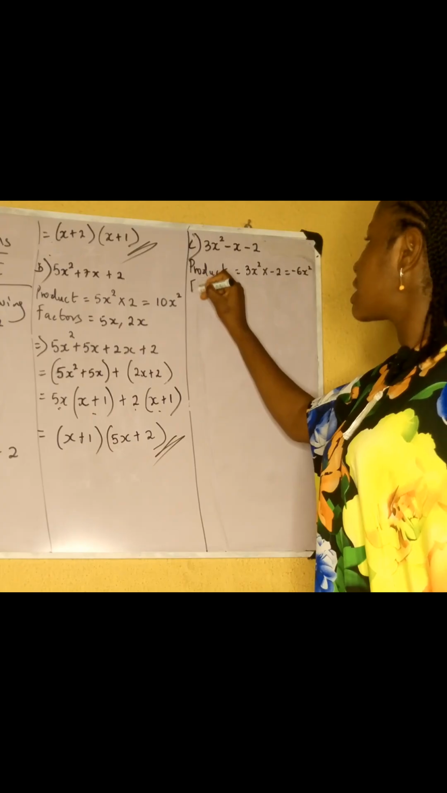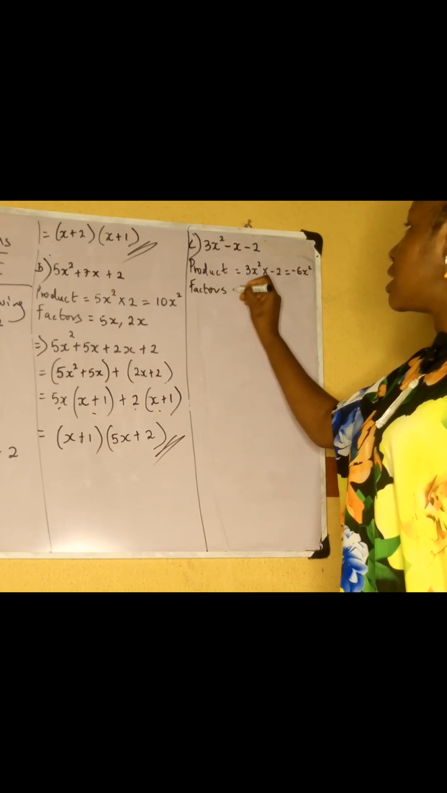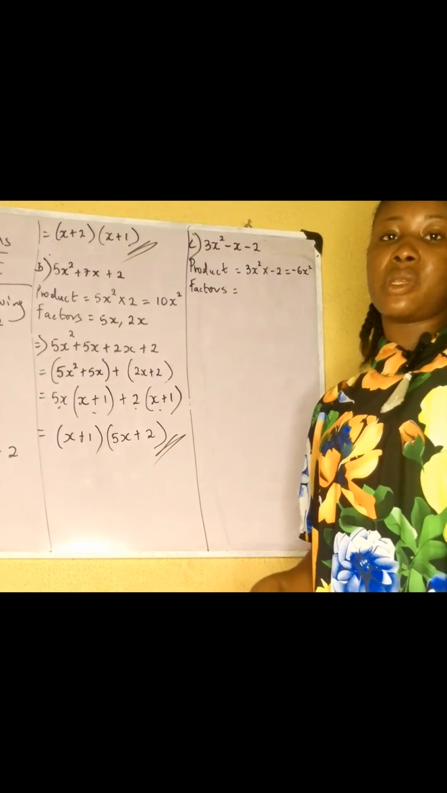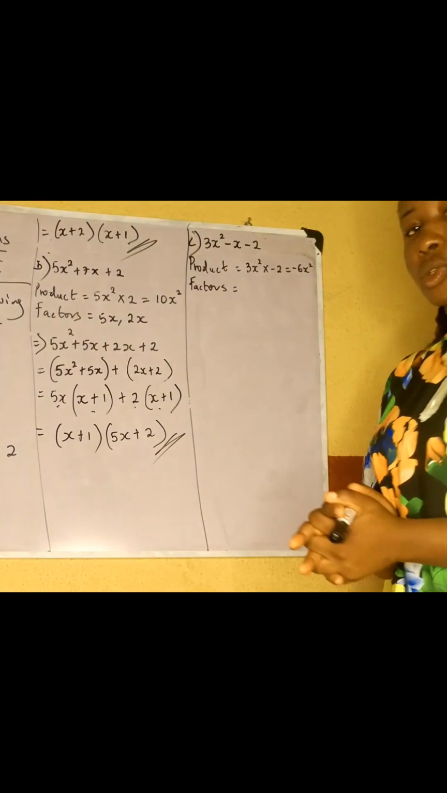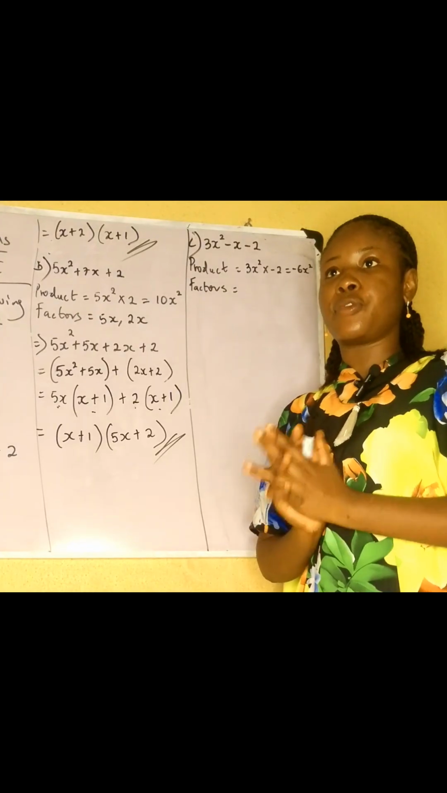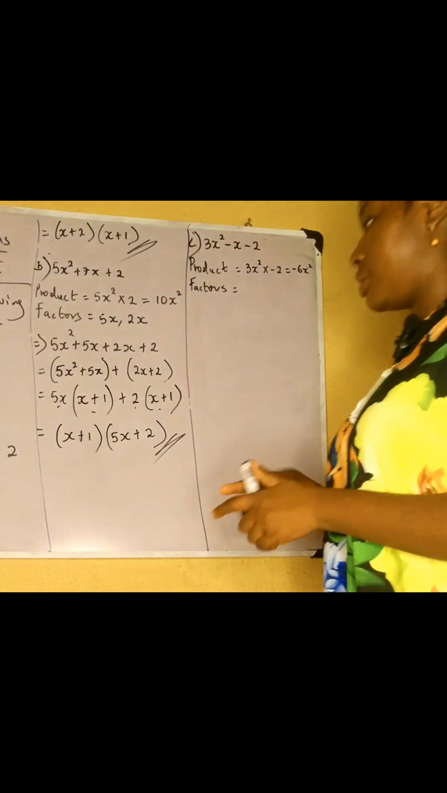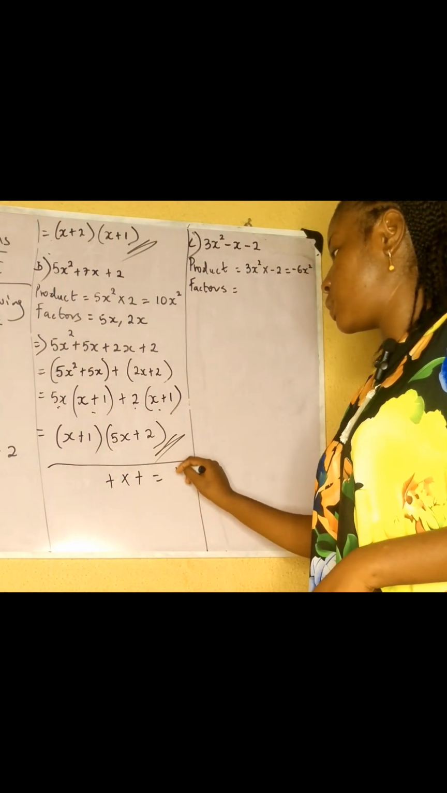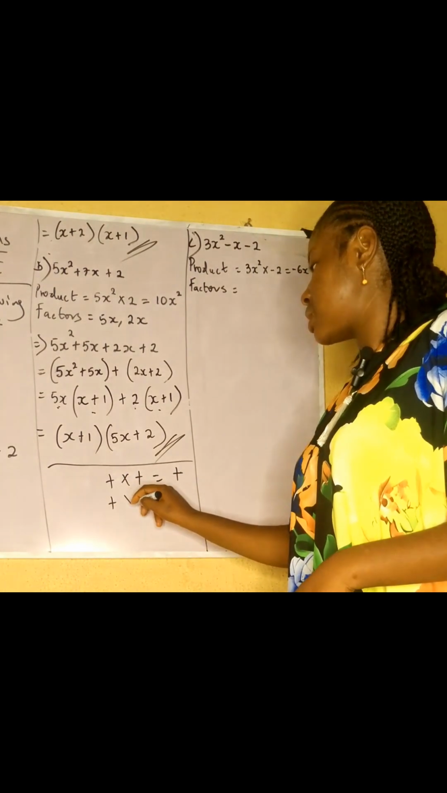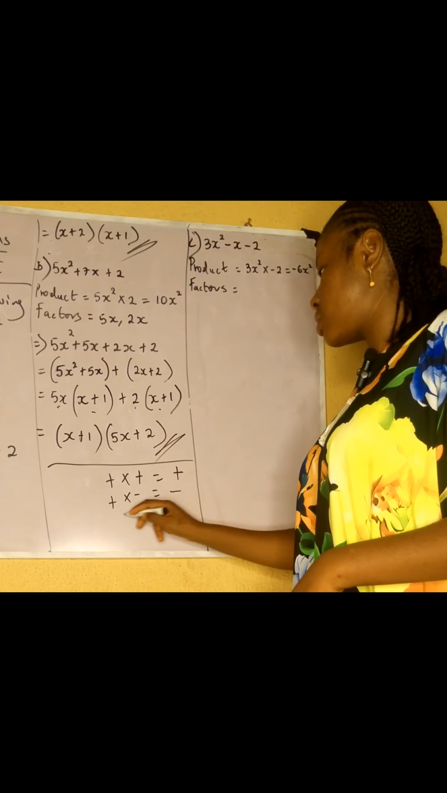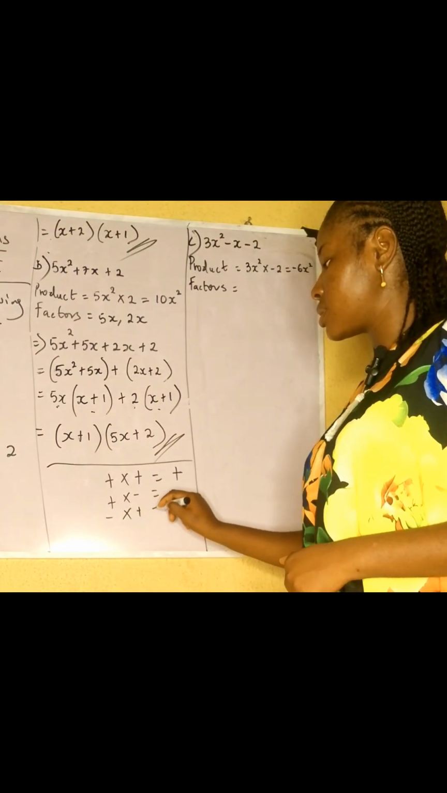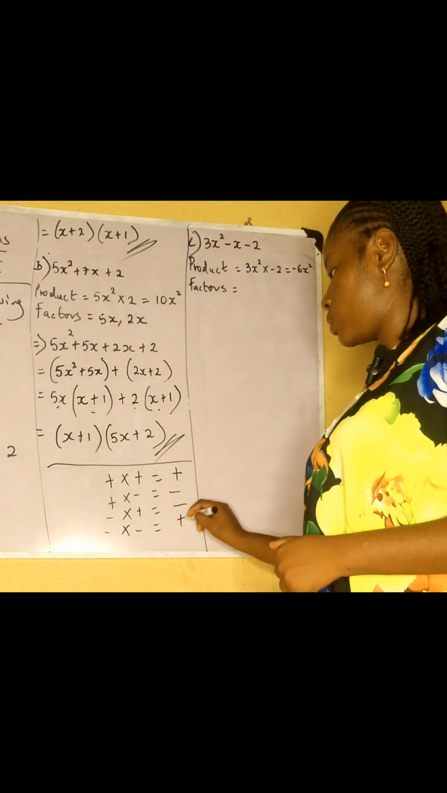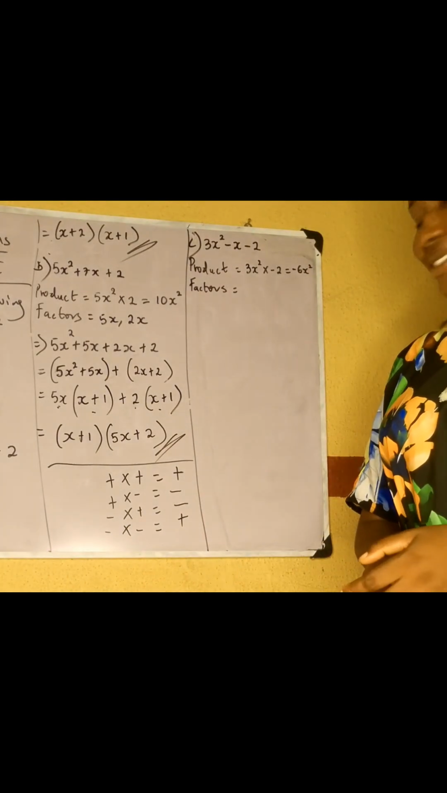So now, you will start looking for two things that when you multiply, you get minus 6s squared. But when you add, you get the middle term. But please, let me say this for reference purposes. Let's do this. Plus times plus, plus times minus, minus times plus, minus times minus plus. I hope you remember this.